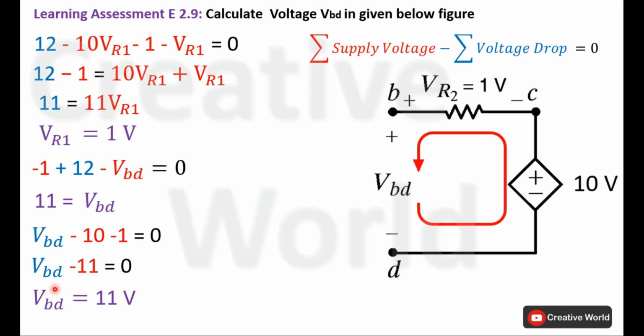So if you observe, in both cases the value of VBD is the same, 11 volts. So it is totally your own choice, either you choose the left half circuit or the right half circuit. And the direction of current is also your own choice, either you can choose clockwise or counterclockwise. In both cases the results will be the same.